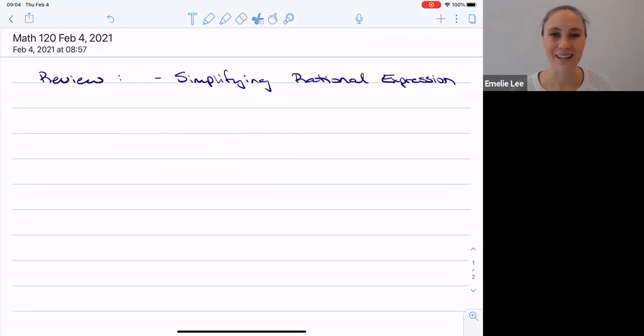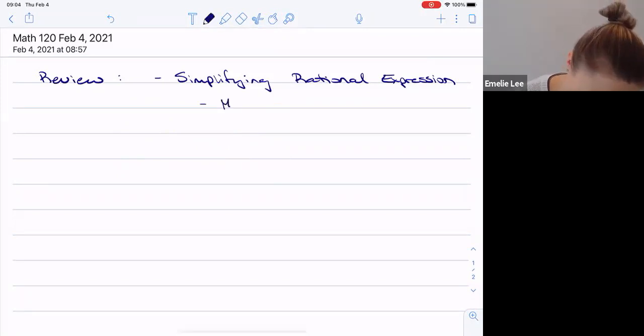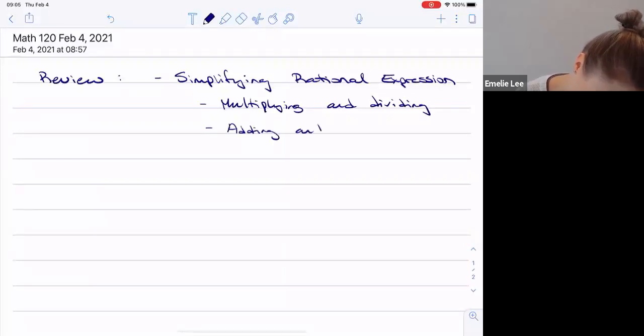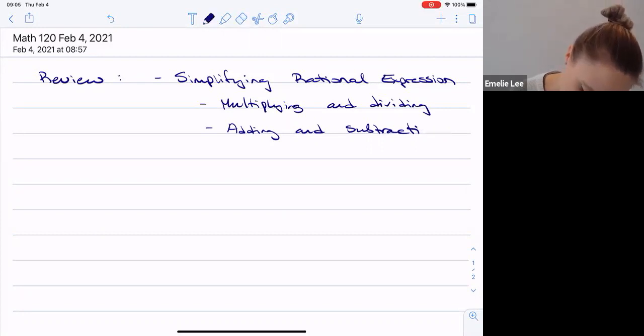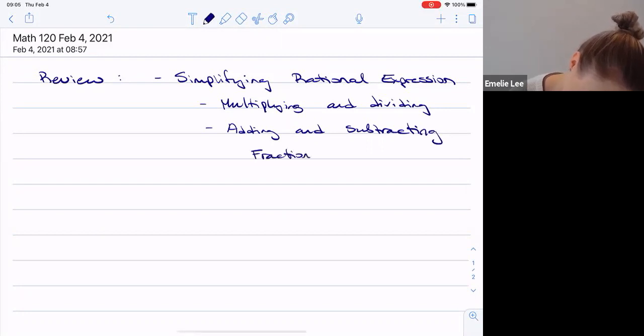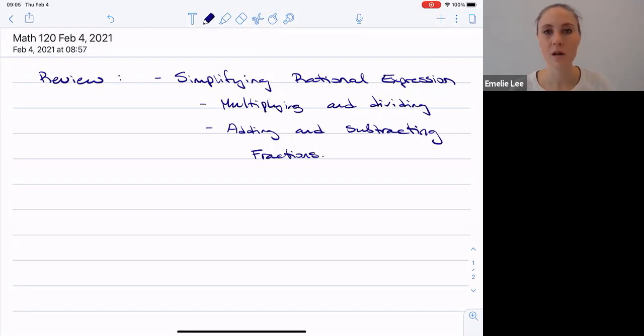We were multiplying, dividing, adding and subtracting fractions. Essentially, right? Rational functions or rational expressions are just fractions, right? Adding and subtracting fractions. But we made them bigger. So we've spent a lot of time working with fractions, right?